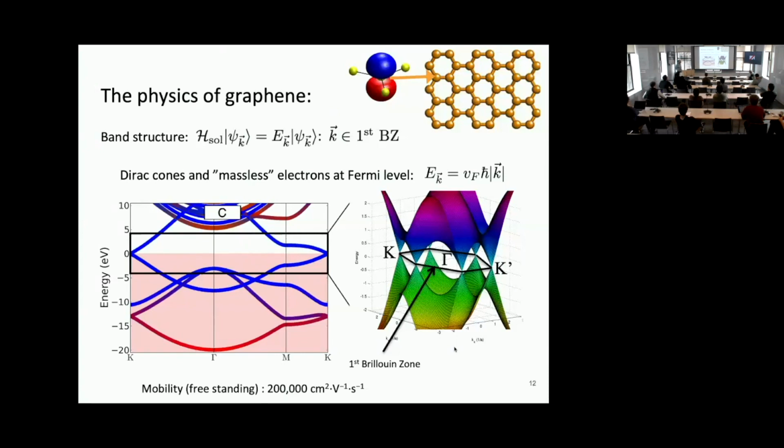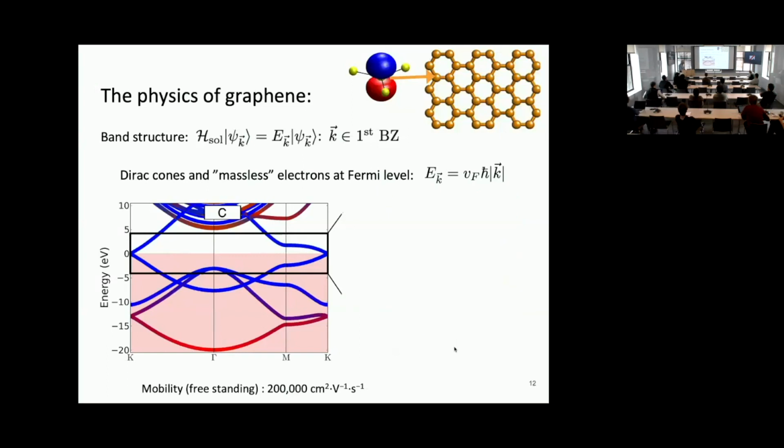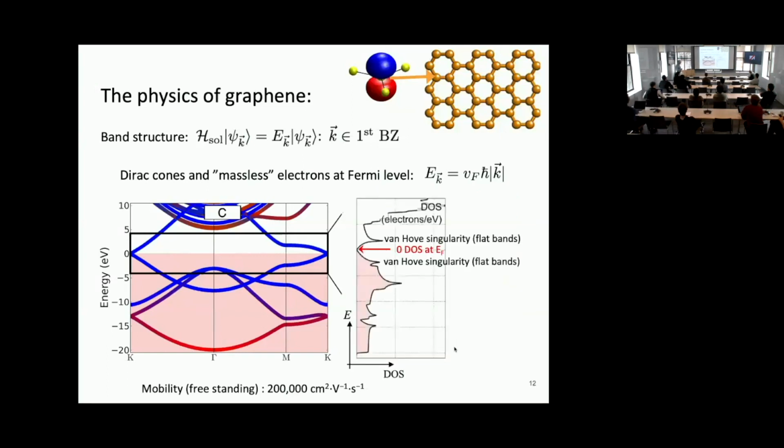Shaded region here are occupied states, unshaded is empty. This is the Fermi level, and this is where the linear behavior is, very close to the Fermi level. One important aspect of this is that graphene, as I mentioned already, is a semi-metal in the sense that right at the Fermi level, the density of states is 0. There are no states at the Fermi level, but slightly above and below there are. And in fact, it was suggested early on that if you could hit these regions up here or down here, where there's large densities of states referred to as Van Hove singularities or flat bands, then you might even be able to make graphene into a superconductor.